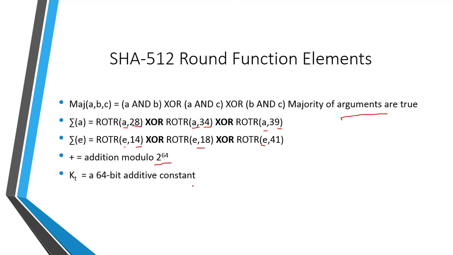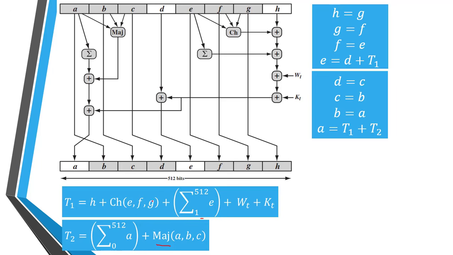And here also the conditional function, that is Ch of EFG, which is the conditional function: if E is true then F, otherwise G. So it equals (E and F) exclusive OR (not E and G). So this is the conditional operator. If E is true then F, otherwise G. So these are the conditional function, majority function, and summation function.